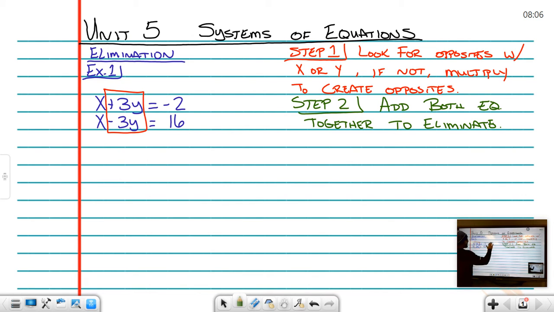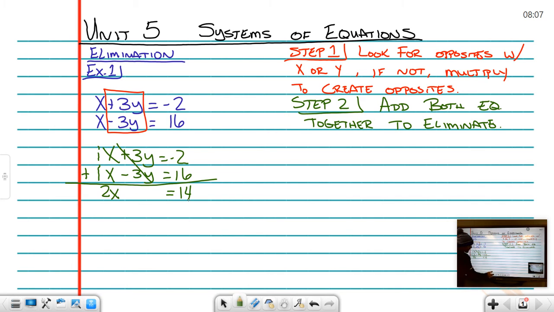So we're going to have, we'll just write it right here. x plus 3y equals -2 plus x minus 3y equals 16. Okay, so we're going to add these vertically. All right, so when I'm adding these vertically, x plus x, remember it's the invisible 1 there, is 2x. And 3y plus 3y, those are opposites, so they cancel, equals -2 plus 16 is going to give me 14. All right, so now once we add them together, now we're going to solve.